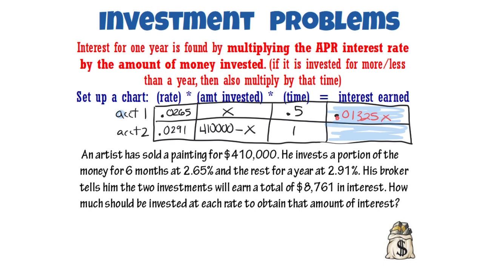0.01325x. That's how much interest was earned in that first account. The second account, I'm going to have to distribute through the parentheses. So I'm going to do that.